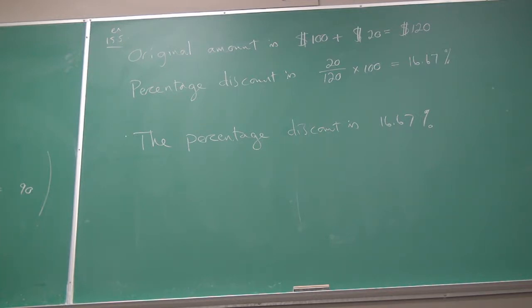Next exercise, 15.6. In a certain area, city A's population is 15,000 and city B's population is 12,000. Hardly a city. Anyway, then a couple of questions. City A is what percentage larger than city B? And then some other questions as well.